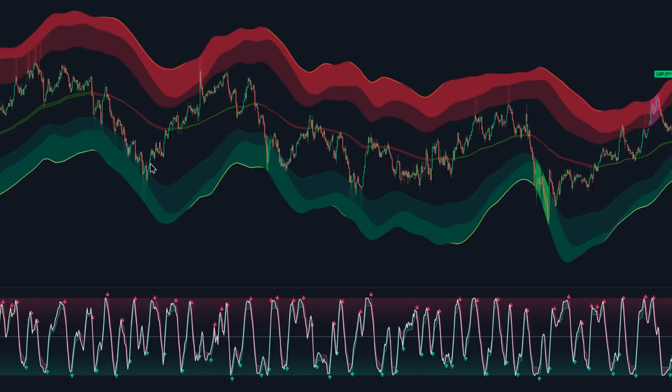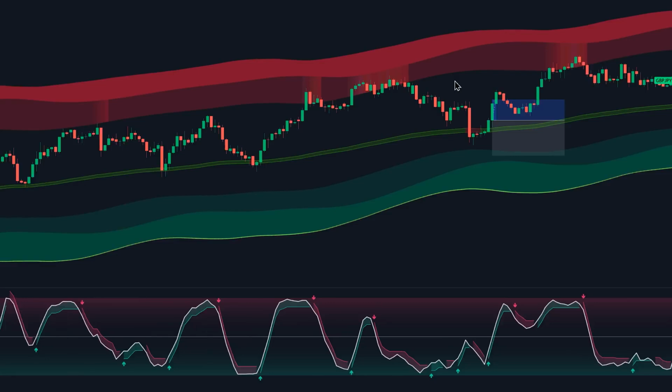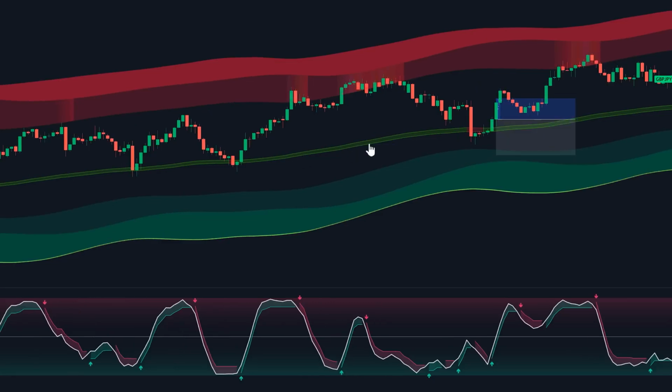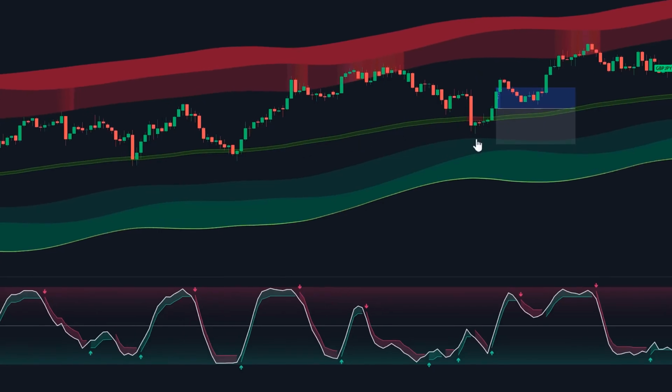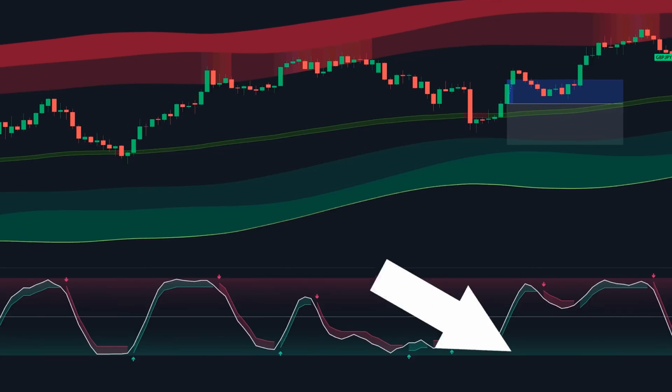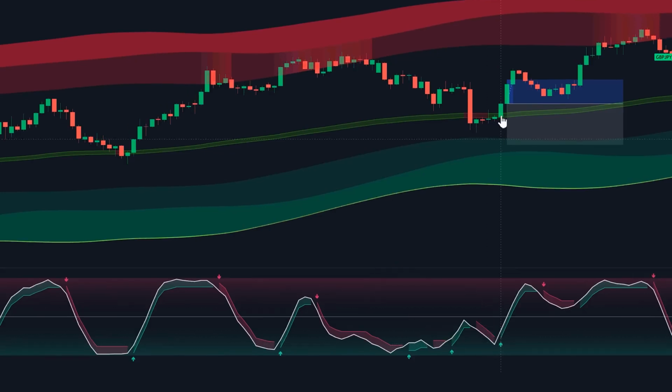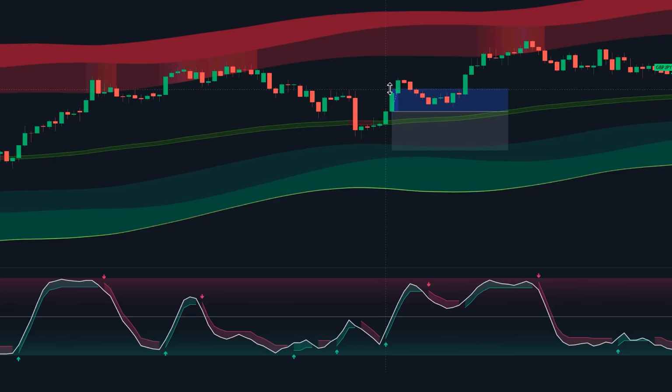We keep scrolling, and finally, here we had another one. You can see bullish trend, a pullback gets close enough to the bottom wave band, and then we have a buy signal on a candle that closed above the trend ribbon. And that trade was profitable.